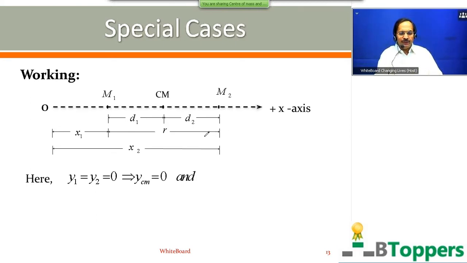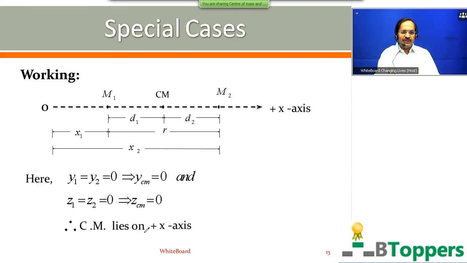Here also y1 equal to 0, y2 equal to 0, so the y coordinate of the center of mass is 0. z1 is 0, z2 is 0, so the z coordinate of the center of mass is 0. That means the center of mass lies on the x-axis. Come on, copy down this diagram and working. Next I will be showing the continuation for this. In case you need more time to copy this, you can take a pause and take your time.